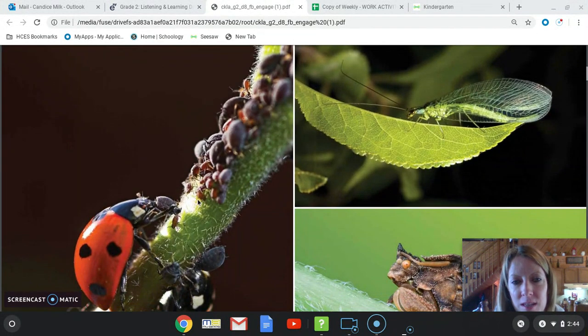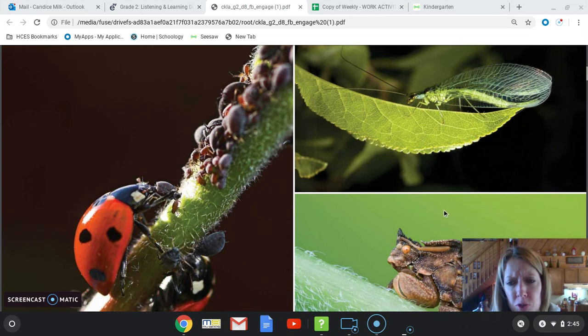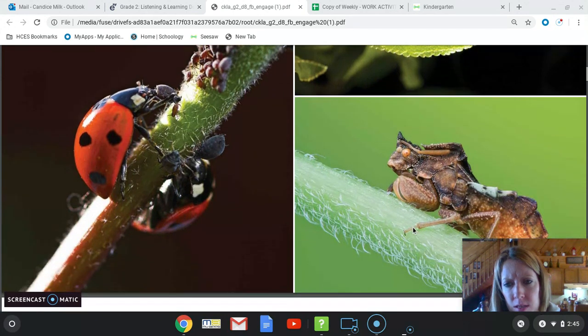What's that one? Ladybug. And then we have a lacewing and an ambush bug. Look at him. It's pretty cool looking. Who knows what this insect is called? That's right, it's a ladybug.